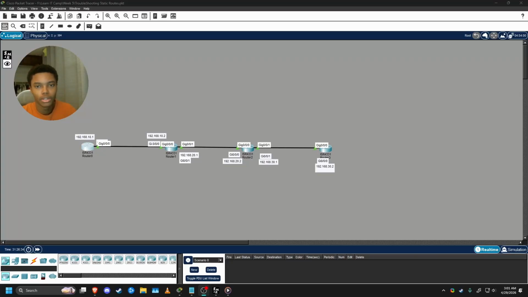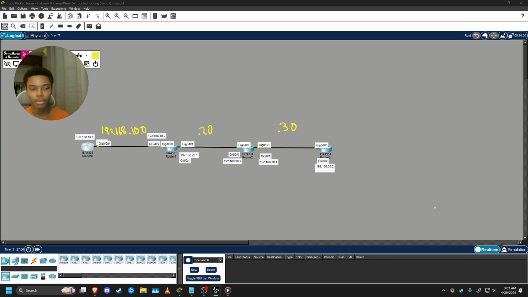I just finished working on this troubleshooting project and I thought it would be a good opportunity to discuss static routing and route summarization. Basically, I just want to point out that we have four routers here and we have three networks between them. We have 192.168.10.0. We also have .20 and we have .30.